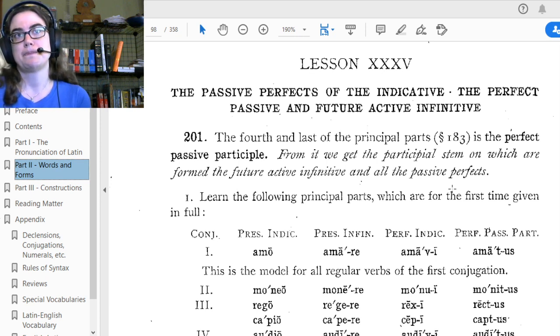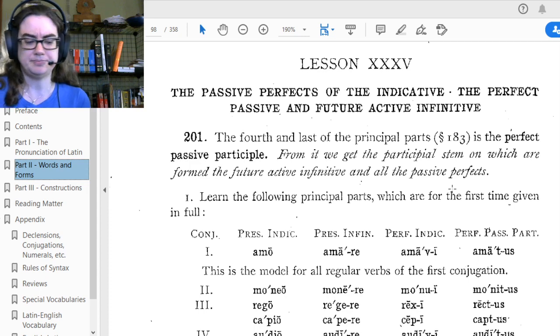All right. But for the passive perfect system, we need to use the fourth principal part. That's the last principal part. There's only four in Latin. And from it, we get the participial stem, on which are formed the future active infinitive and all the passive perfects. So what does that note mean?